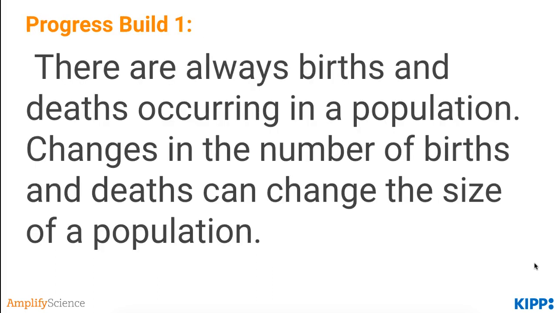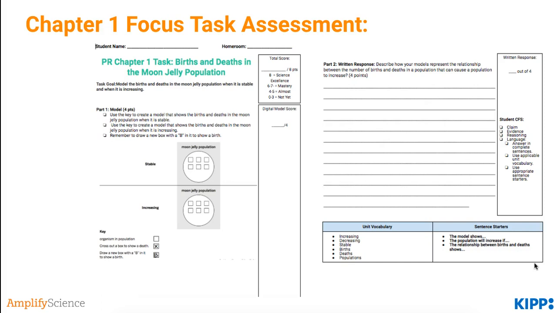All of this hard work leads students to Progress Build 1, where students learn that there are always births and deaths occurring in a population. Changes in the number of births and deaths can change the size of a population. One way to assess if students have mastered this Progress Build is through Chapter 1 Focus Task.